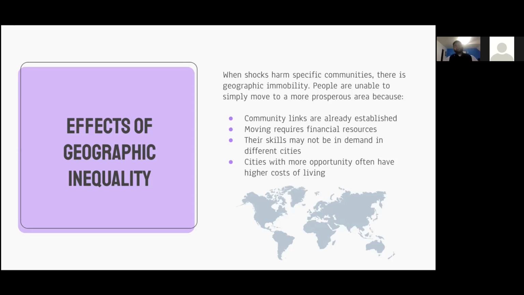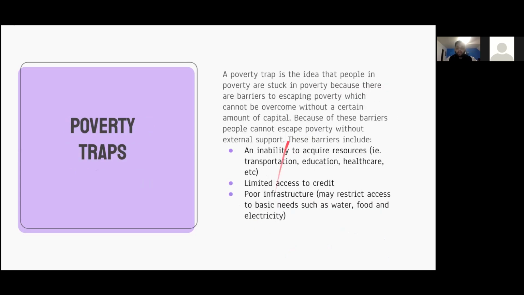And cities that often have more opportunities also have higher living costs. This would make sense if you look at the situation in, say, rural New York, where there is a lot of unemployment, but the cost of living in New York City, where a lot of the jobs exist, is so high that it acts as a barrier and prevents people from coming in and accessing opportunities that might potentially exist.